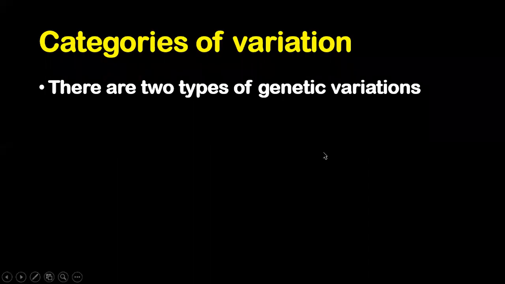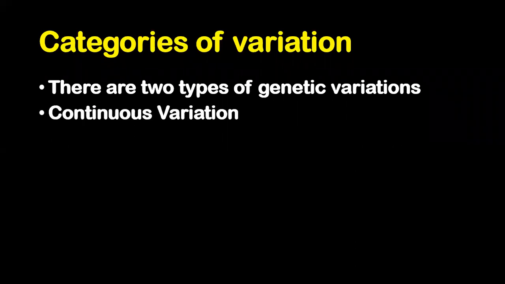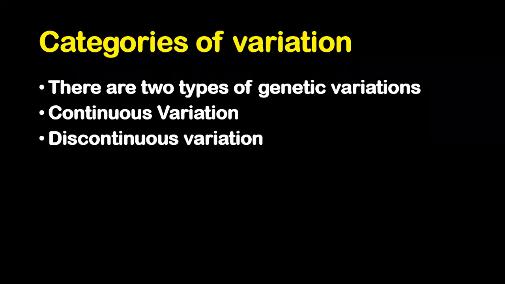So variations can be categorized into two main types. We have continuous variations and discontinuous variations, okay? Continuous and discontinuous. And we are going to see what continuous variations and discontinuous variations are, and we give some examples. If you can understand that, then you'll be good students. So let's have a look at continuous variations.